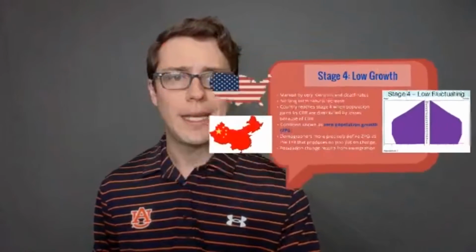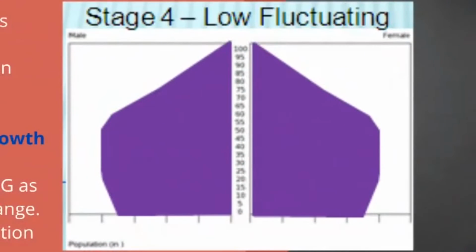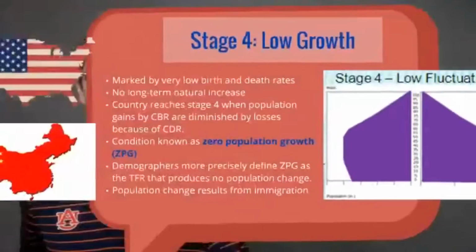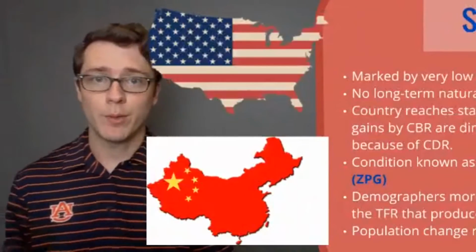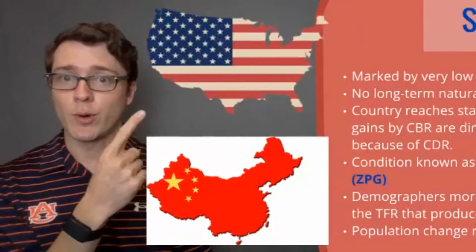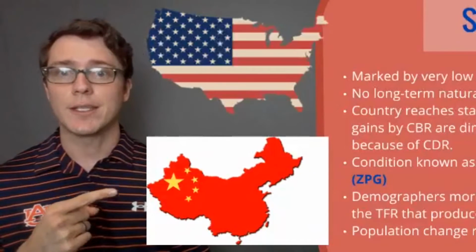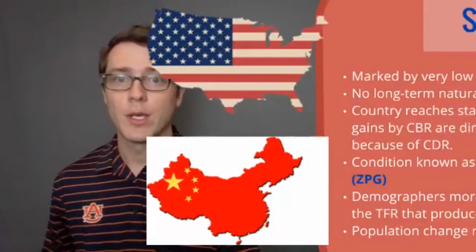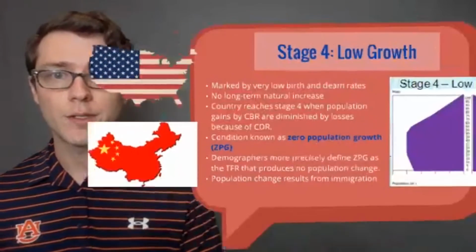So for example, in a pyramid that represents stage 4, it is low fluctuating. So we see a bigger middle age than children. We start to have a lot more old people living longer in life, but still many fewer than the middle-aged. And then we see that the children are leveled off at the bottom. Two examples that we are very familiar with: the United States is in stage 4. It's growing slowly. And the same thing with China. China is in stage 4. They're growing slowly as well. So those are two stage 4 countries.